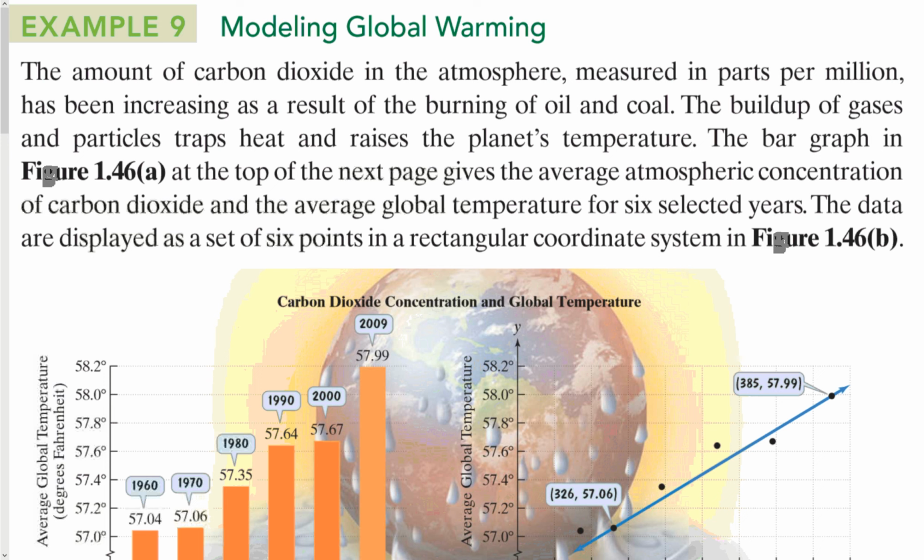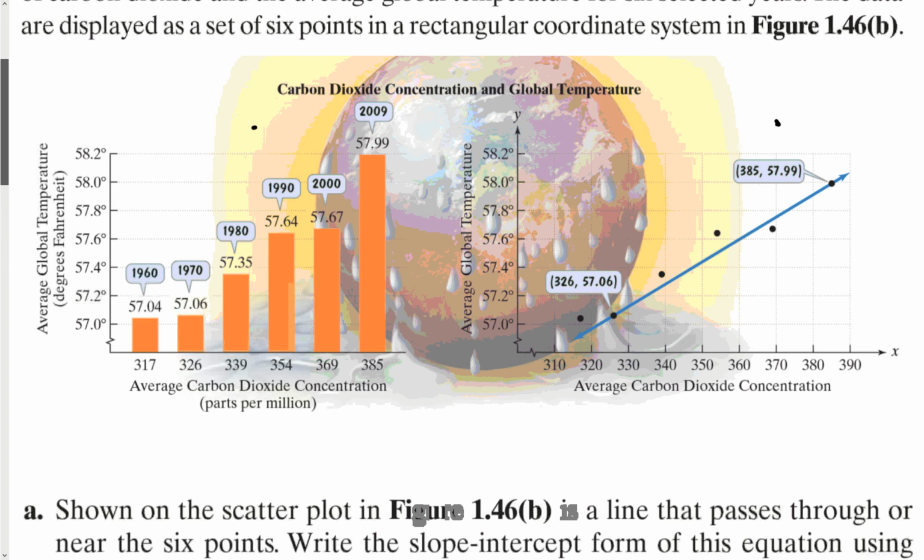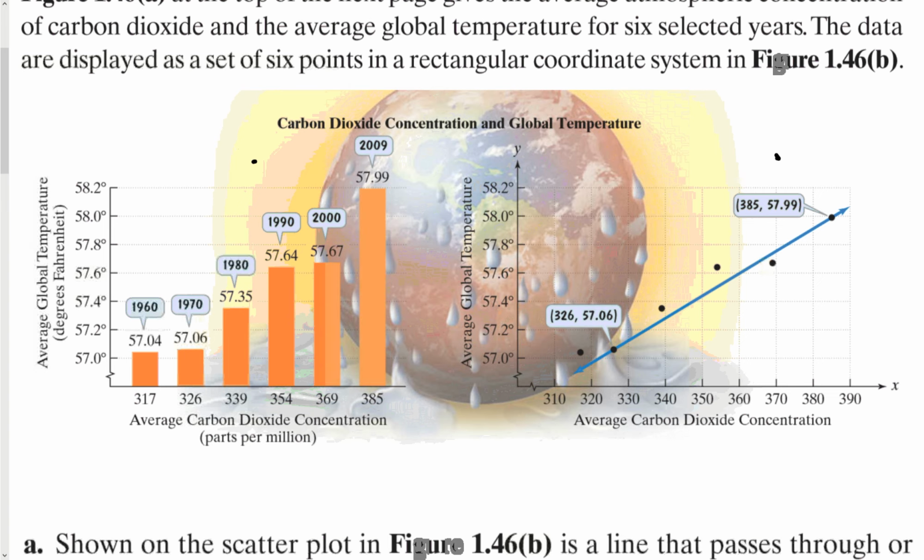The bar graph down here gives the average atmospheric concentration of carbon dioxide and average global temperatures for the 6 selected years. The data are displayed as a set of 6 points in a rectangular coordinate system. If we look at these two graphs before we start the questions, we have global temperatures versus carbon dioxide concentration in parts per million, and we can see what happens over different years. If we plot those points, you can see that this line doesn't go perfectly through them, but it's an approximation of all the data.